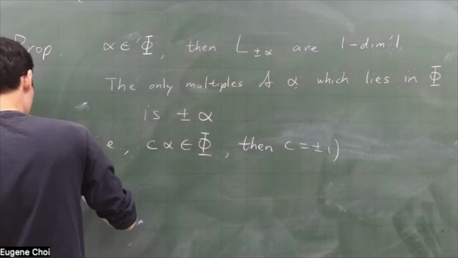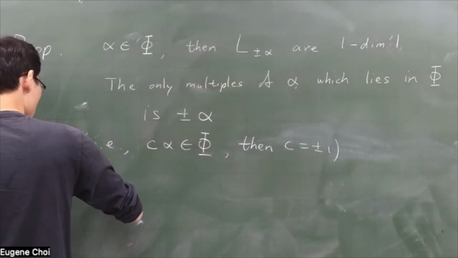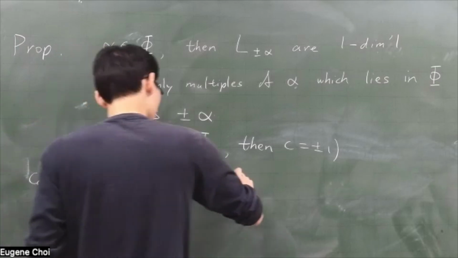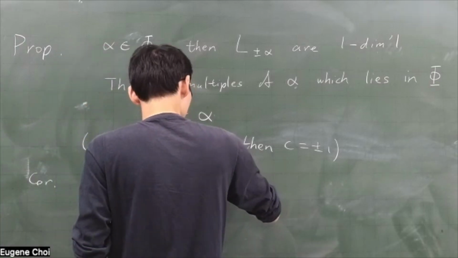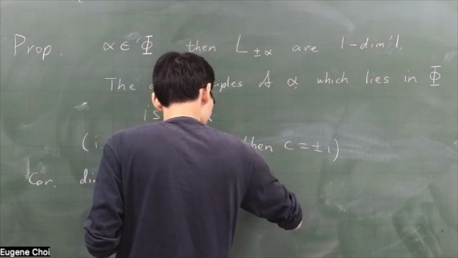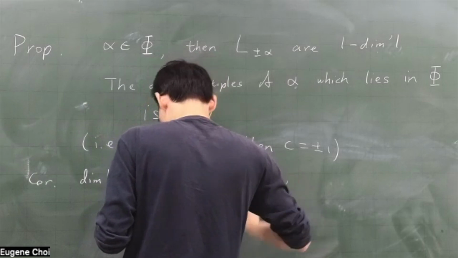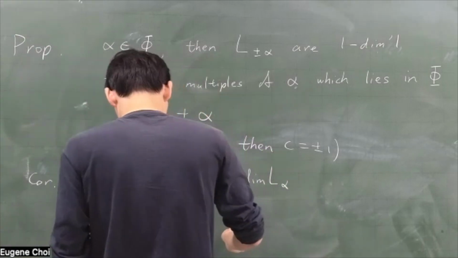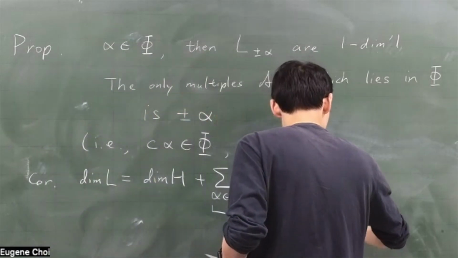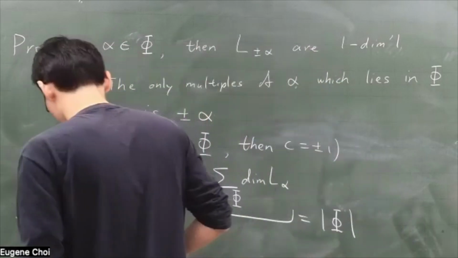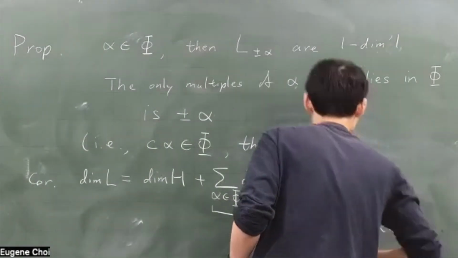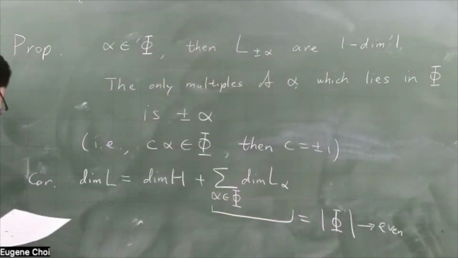So a corollary, or an obvious consequence, is that the dimension of the Lie algebra would be the dimension of the Cartan plus the sum over the root system of the dimension of L_alpha, and this is equal to the size of the root system, which is even because you have plus minus alpha.